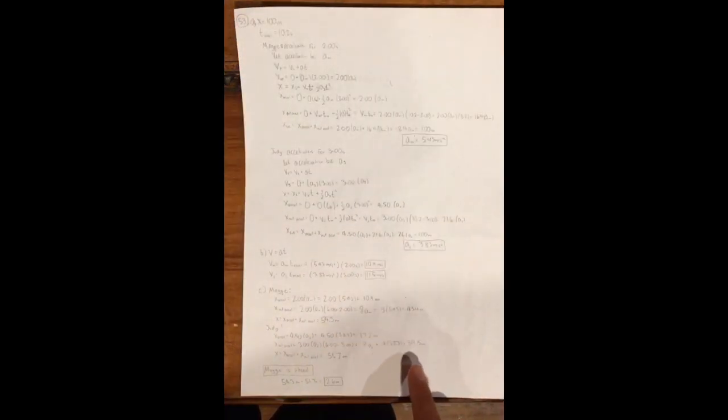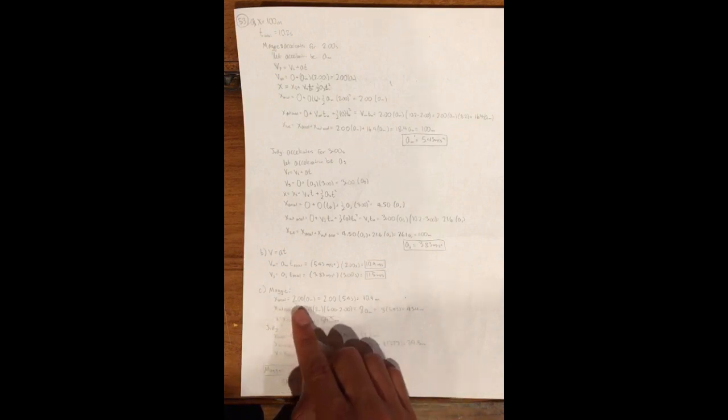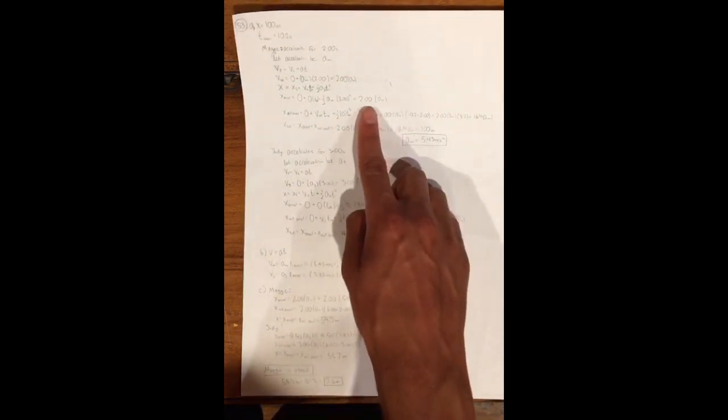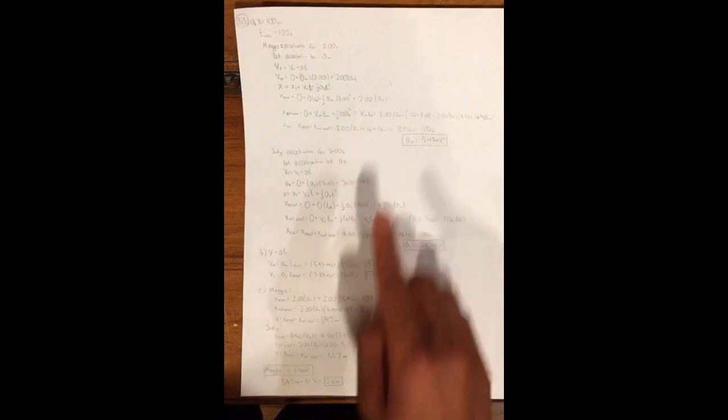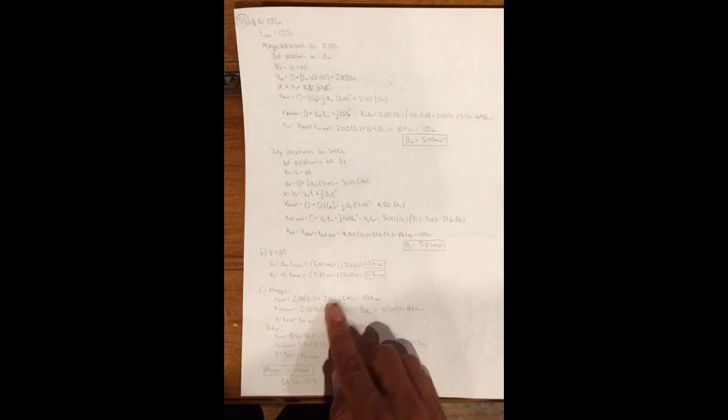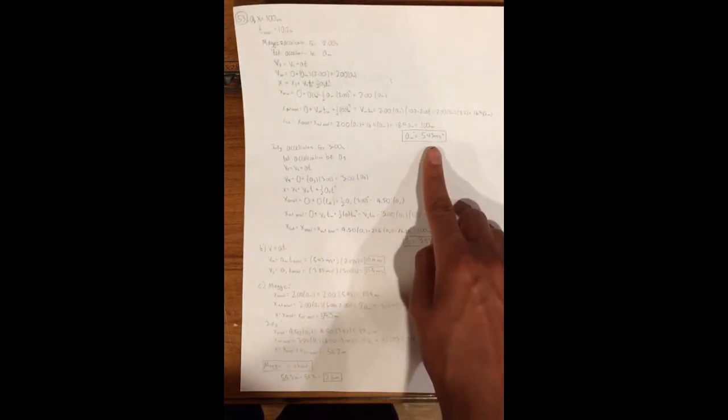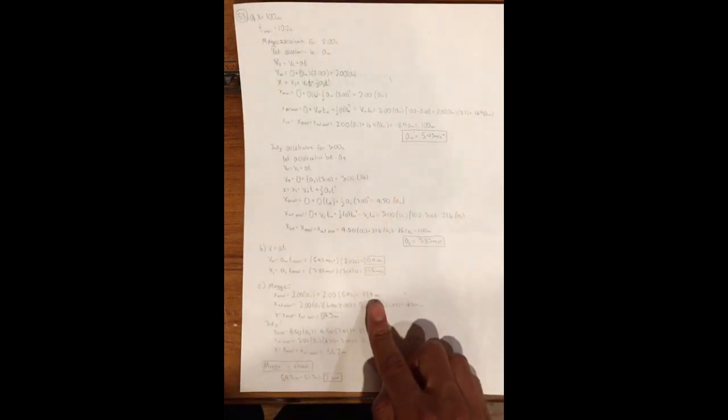So to solve C, I found the distance of each person at the 6-second mark. And I did this by finding the distance they travel while accelerating and while going at a constant speed. So while Maggie's accelerating, I used the formula we previously got, which is equal to 2 times her acceleration. So that would be 2 times 5.43, which is 10.9 meters.